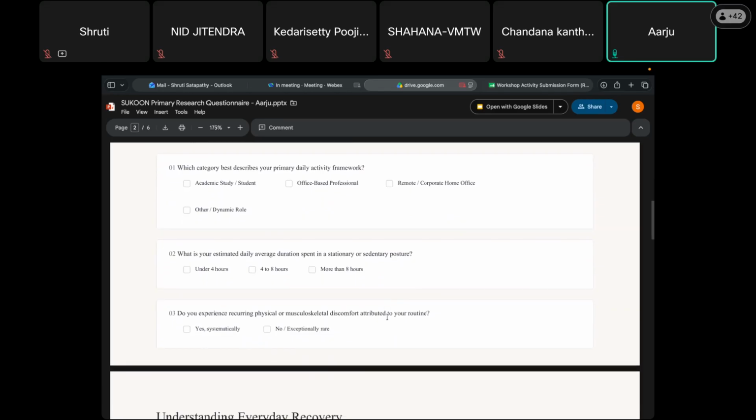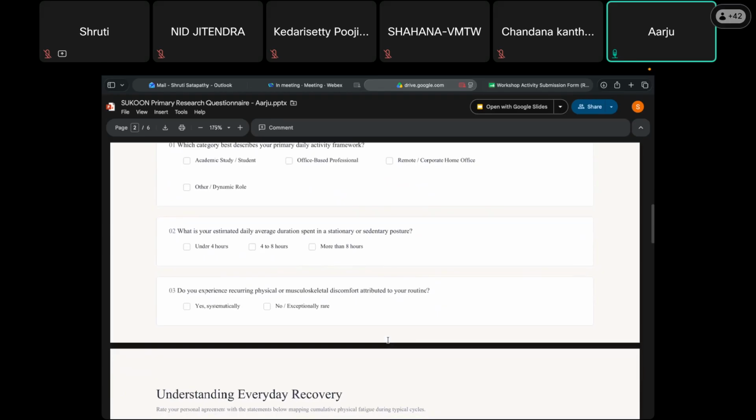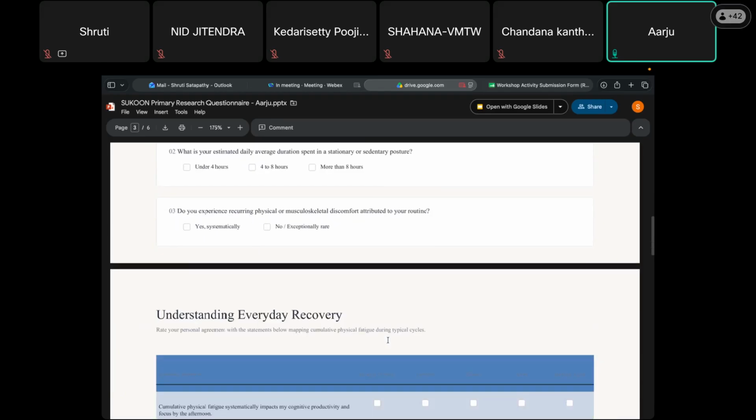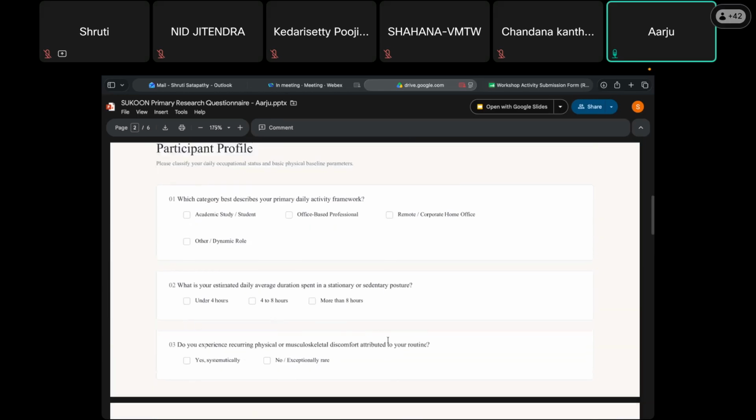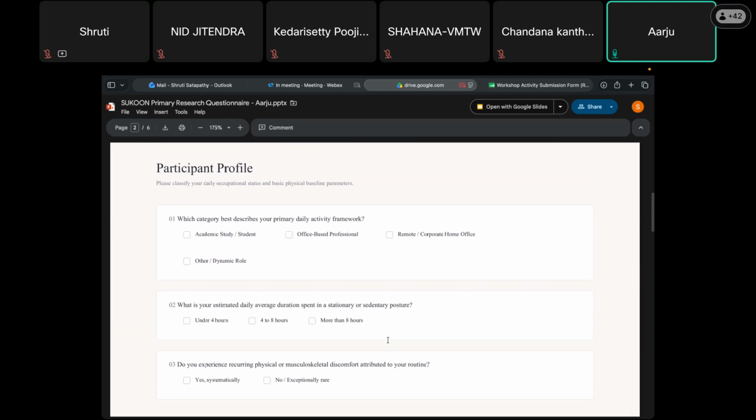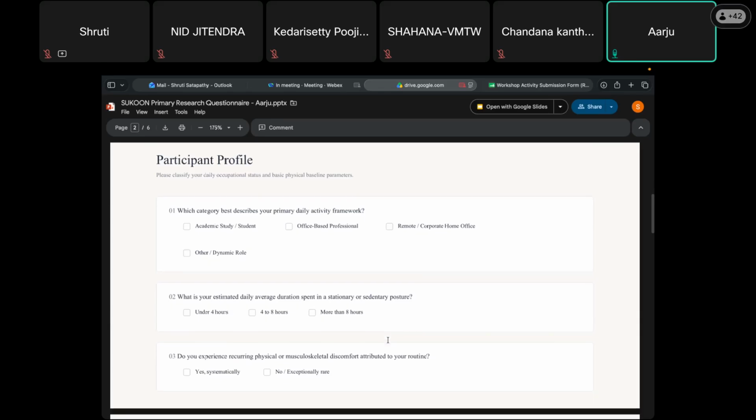After getting some responses, some things became clear: many participants have reported spending long hours in a sitting position, and a significant number have also experienced physical discomfort. This wasn't just an isolated issue, it was something many people were experiencing regularly. I included what category of work they do as a daily activity, the daily average duration, and how often they experience it. Is it very rare, or on a more occasional, systematic basis?